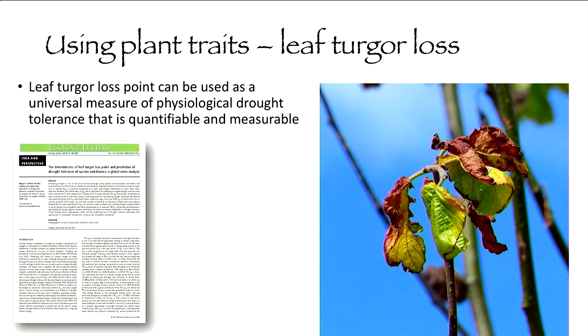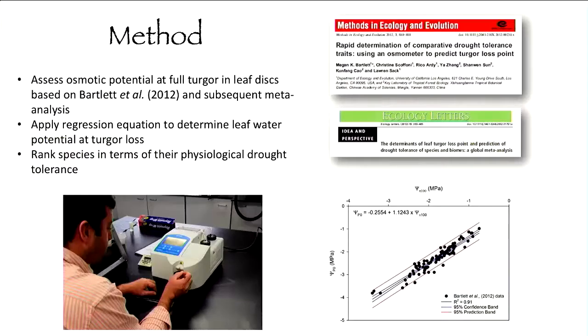There's plenty of information in the academic literature to suggest that this leaf turgor loss point is a really important quantitative trait to evaluate. I can talk to you about the method if you're interested, but effectively we use something called the osmotic potential at full turgor, and then there's a linear relationship between that and the turgor loss point, so we can predict one from the other. And we use that then to rank species.